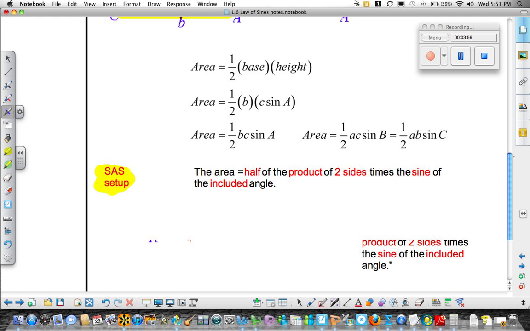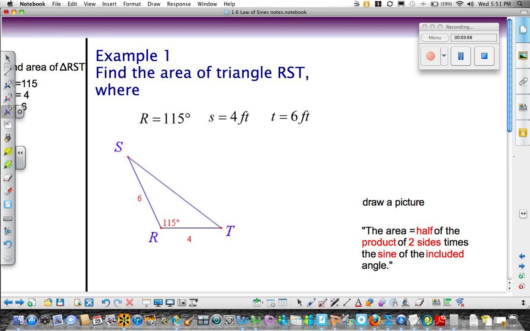So let's go ahead and do that in an example. Example 1: let's find the area of triangle RST where angle R is equal to 115 degrees, side S is 4, and side T is 6. I purposefully labeled these as different letters instead of A, B, and C so you can see what we're looking for when we're trying to find the area. And again, don't forget to put that information over here on the left so that you can finish up your Cornell notes and use this as a study guide at the end of the unit or even in between.